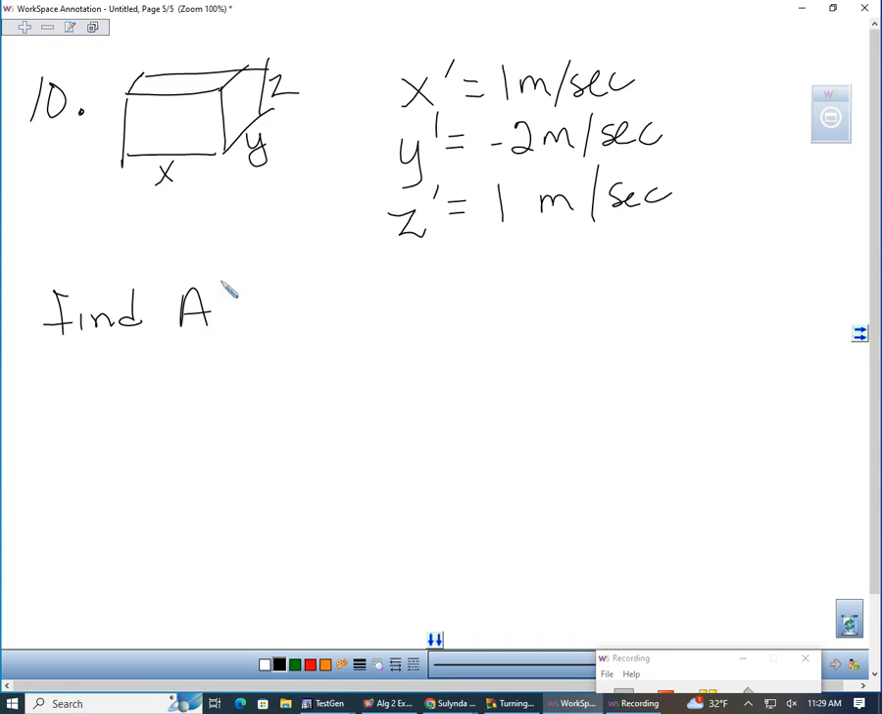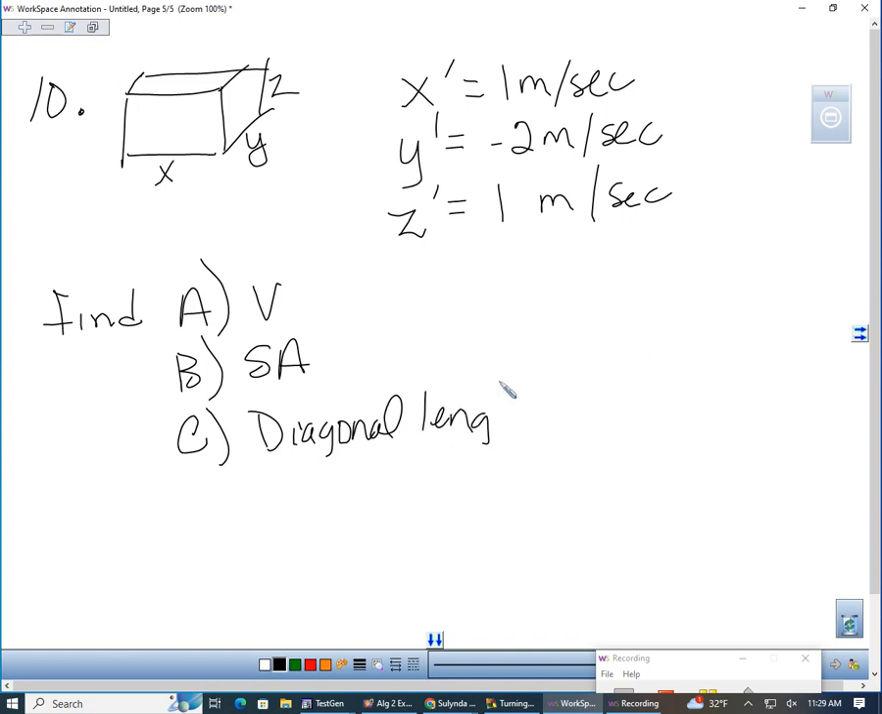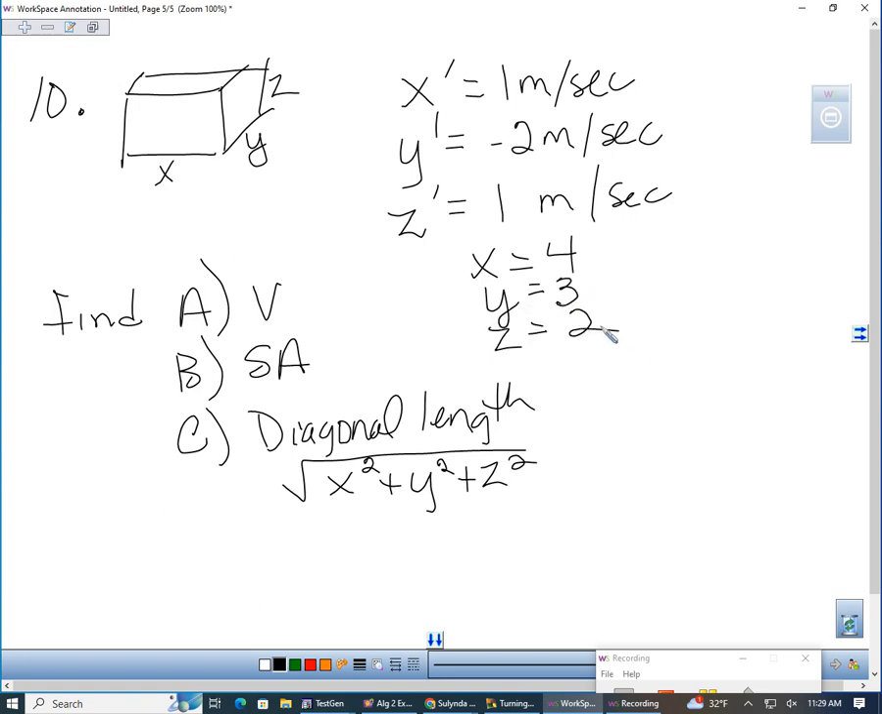And then it asks you to find, for part A, the volume. Then for B, they want you to find the surface area. And C, they want you to find the diagonal length, which they tell you is the square root of x squared plus y squared plus z squared. The additional information they give you is that x equals 4, y equals 3, and z equals 2. So you have 3 things to do for 10, and then I'll put number 11 here.